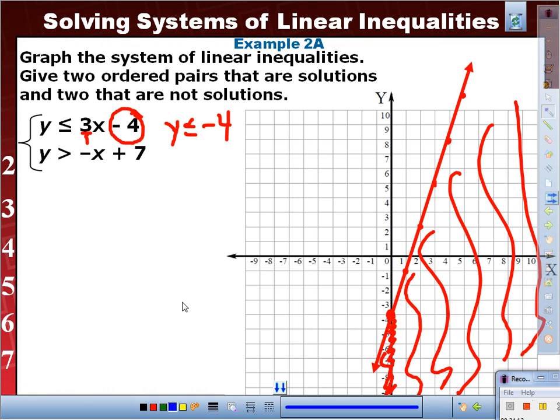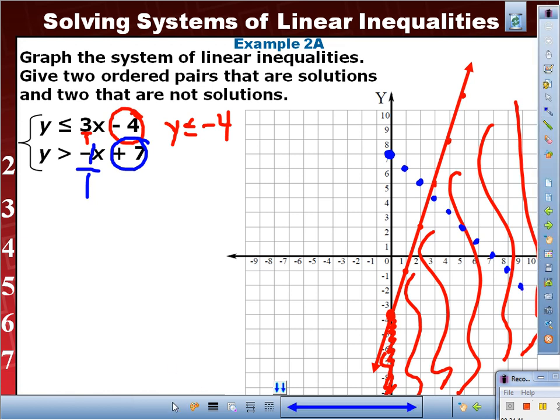All right, let's switch to blue. Let's graph the second one. Where do we start? 7. Right. What's our slope? Negative 1 over 1. That means 1 down, 1 to the right. Plot your point. Do it again. 1 down, 1 to the right. Plot your point.